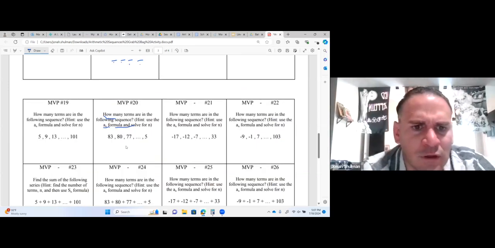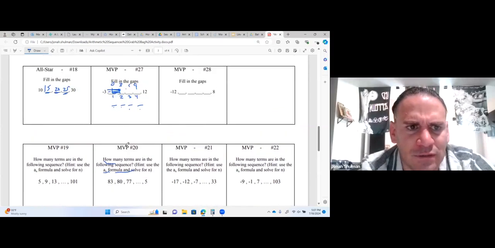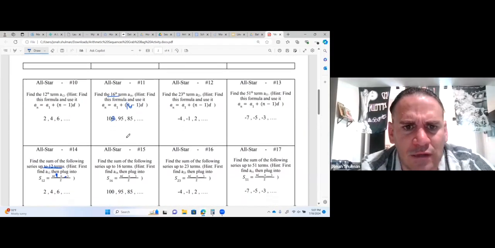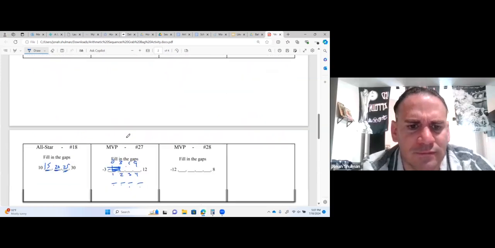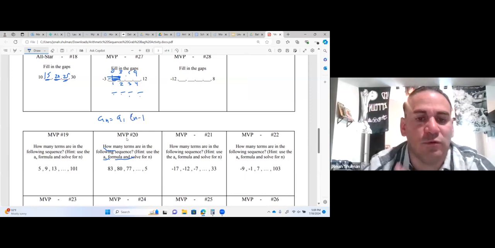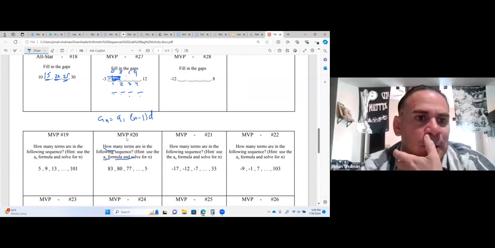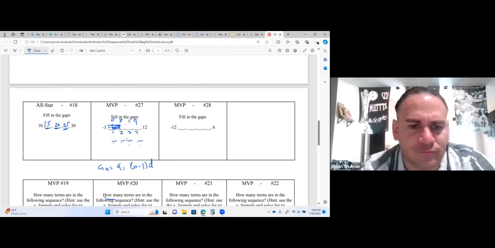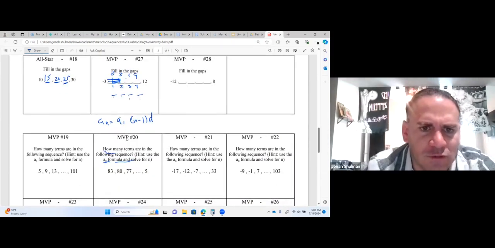So here we go. The a sub n formula, which is right here, a sub 1 plus n minus 1 times d. A sub n equals a sub 1 plus n minus 1, because we need one for the first one, times d. And I'm pretty sure it's added, right? Yeah, it's added. So for this one, we just have to find it. So we're looking for how many terms there are. So we don't have the n.